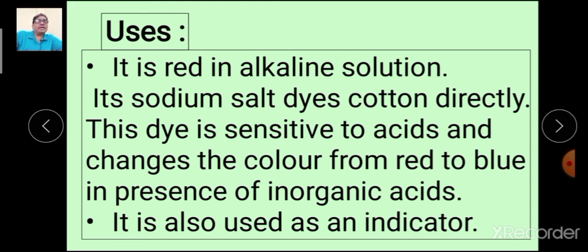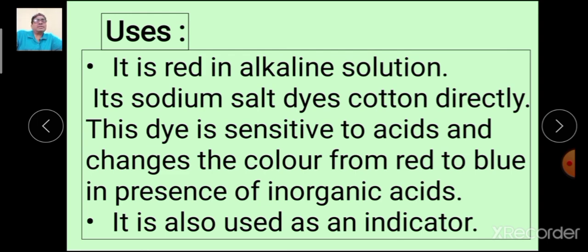Now, uses of Congo red. It is a red alkaline solution. Its sodium salt dyes cotton fiber directly, so it is used as a dye. Of course, this dye is sensitive to acids and changes color from red to blue in the presence of inorganic acids like HCl. And of course, the use of methyl orange as an indicator, we already know.